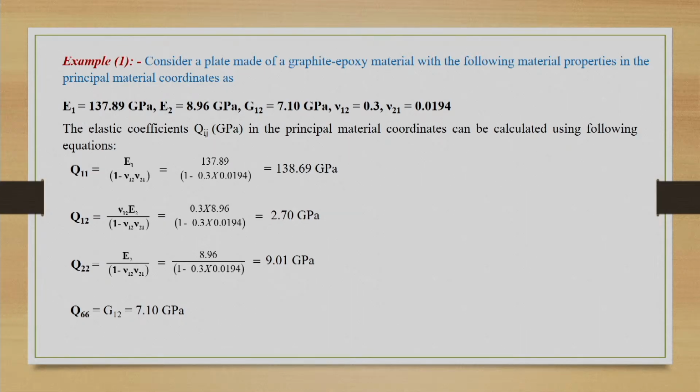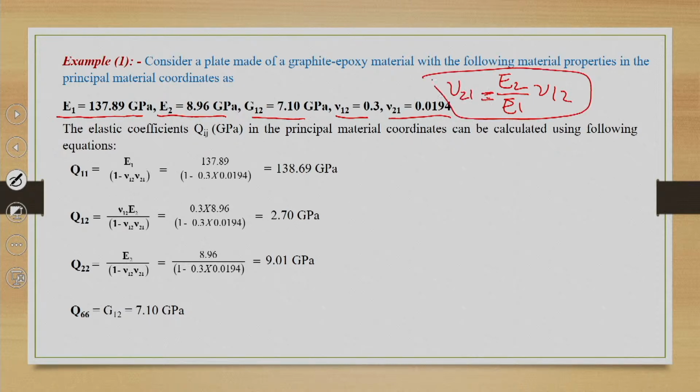Now I am going to solve some simple problems, like if somebody gives you Young's modulus E1, E2, G12, mu12 or mu21. Even before that, I may ask that E2 by E1 and mu12 is equal to mu21. So, using those relations we can find out mu21. If E2 is known, E1 is known, mu12 is known, then you can find out mu21. Why is it required? You see that elastic coefficient using these materials.